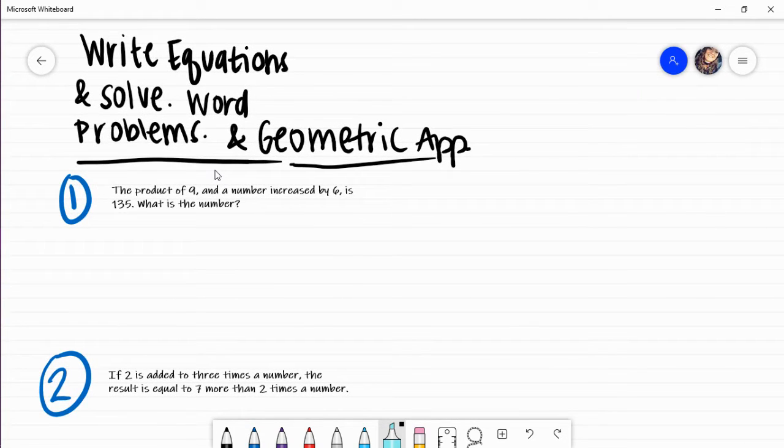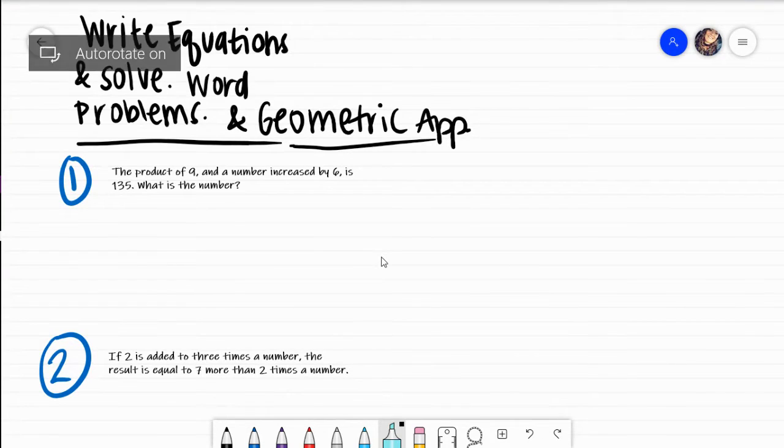Okay, so this is writing equations and solving word problems and geometric applications. So I'm not actually going to do this first one. I actually did this on the Zoom that I did on Friday in class, and I'm going to work on editing that. Instead of just going over it step by step, I will just go ahead and throw the answer up here.